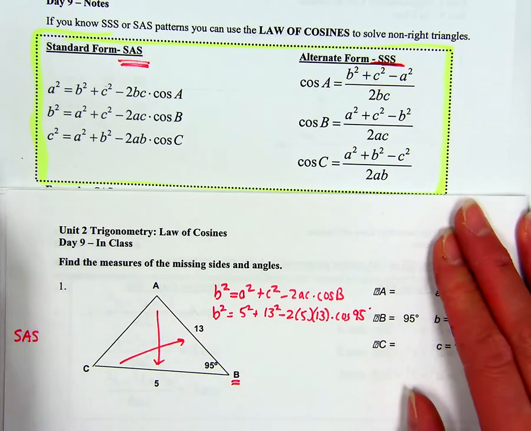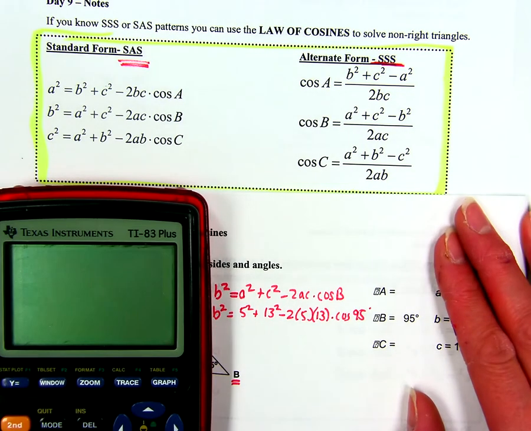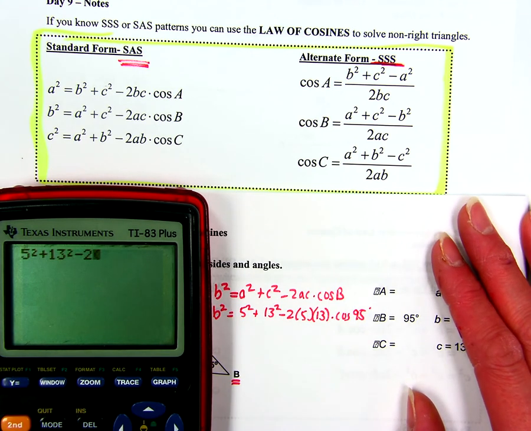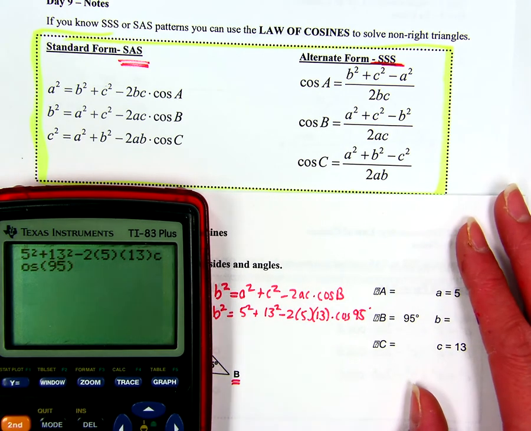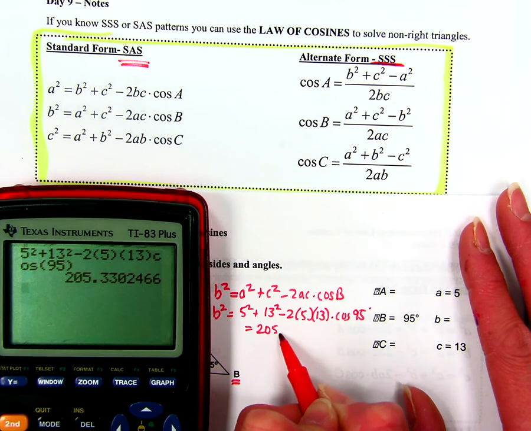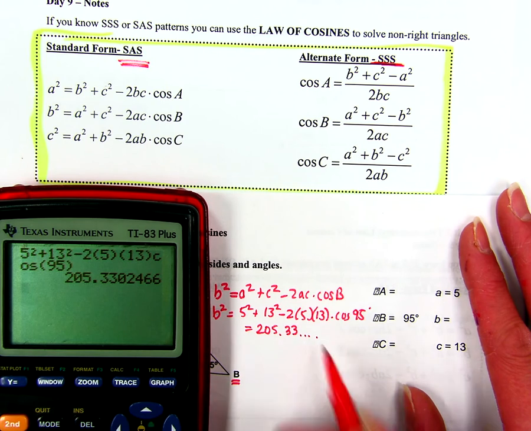All right, so from here on out, it's just plug it in your calculator. Do it all at one time. So 5 squared plus 13 squared minus 2 times 5 times 13 times cosine 95. Do not try to simplify each part individually. So when you get that answer, you get 205.33, dot, dot, dot.